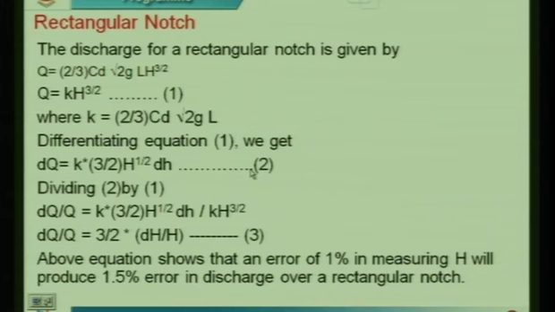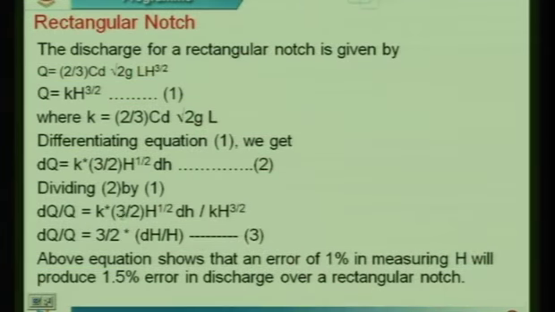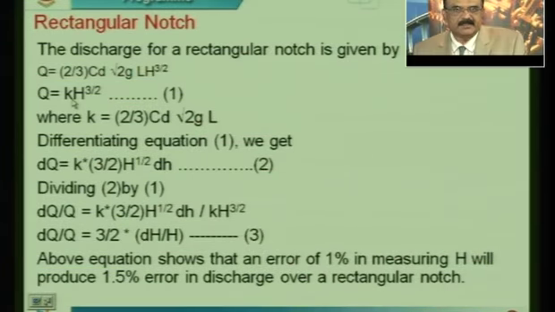Now, divide equation number 2 by equation number 1. Here you have dQ, here you have Q. Now, dQ by Q is equal to, writing this equation by this equation, you are going to get this form. If you simplify this, you are going to get dQ by Q is equal to 3/2 into dH by H. Again I repeat, if you simplify this equation, you get dQ by Q is equal to 3/2 into dH by H. Call this as equation number 3.